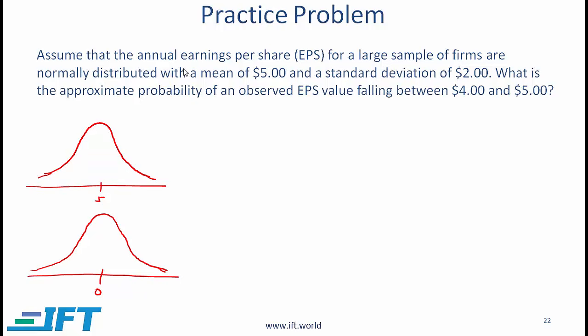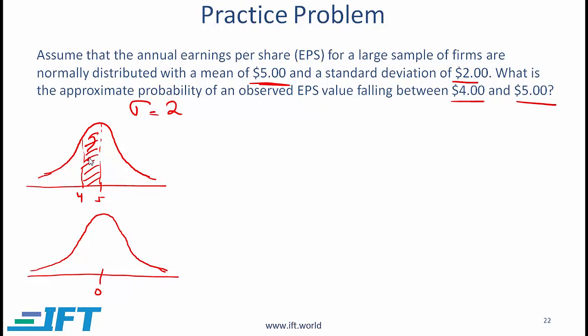Assume that the annual earnings per share for a large sample of firms are normally distributed with a mean of 5 and standard deviation of 2. So let us draw that distribution here. We have a mean of 5 and standard deviation equal to 2. What is the approximate probability of an observed EPS falling between 4 and 5? So what we are saying is the following. There is a certain probability that the EPS will fall between 4 and 5.